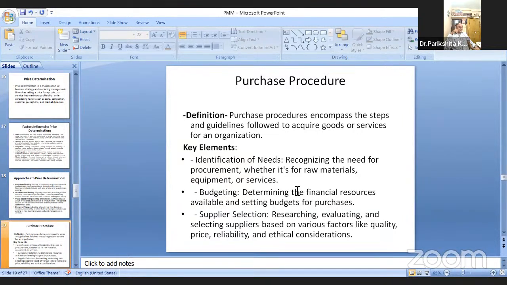And also finance section is also there. Suppose you have raised a bill, he will verify. Yes or no? So many terms and conditions are there. But when we are talking about the procedures, first of all we have to identify the needs. And also second, budget. Second one is the budgeting. Budgeting, you have to determine the financial resources available. Then you have to set the budget for purposes.